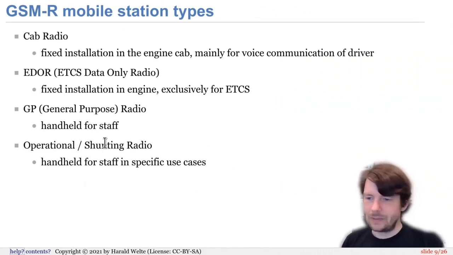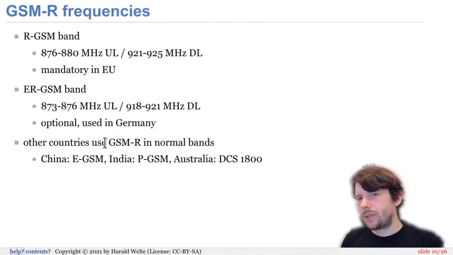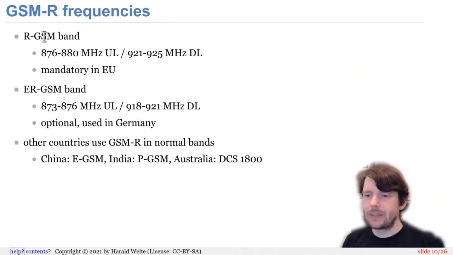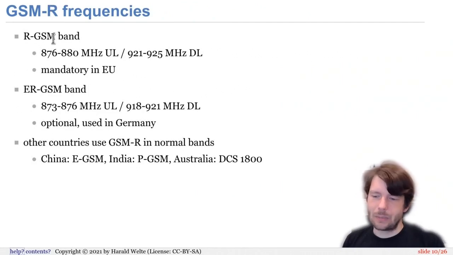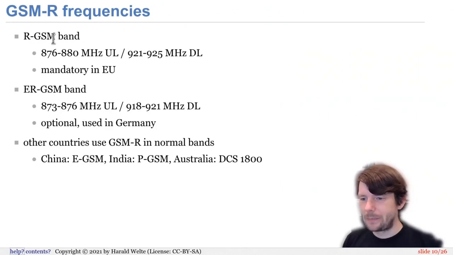Yeah, so that's basically on the user equipment side. In terms of frequencies, there is the so-called RGSM band. Note the difference between GSM-R and RGSM. GSM-R is the system and RGSM is the band, like we have PGSM or EGSM or other bands. The frequencies are here. I'm not going to read it. It's just below the EGSM band.